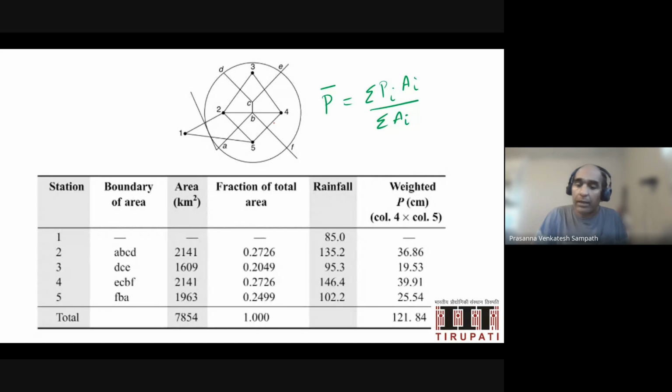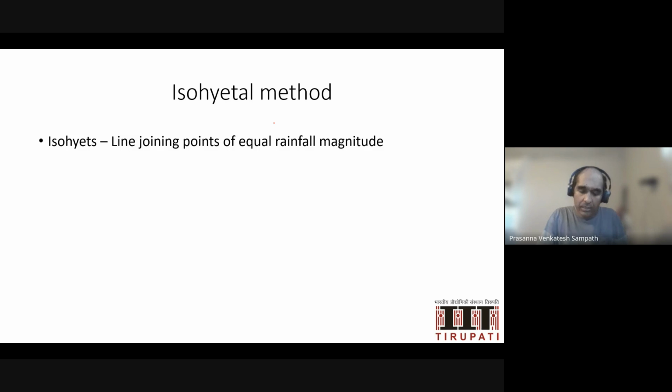All right, let's move on. So now we're going to the next method for finding the average precipitation over a certain area, the isohyetal method, right? So we already discussed what an isohyet is. An isohyet is basically a line that joins points of equal rainfall magnitude, right? So you draw a line which connects points which have the same amount of rainfall, and that line you're going to refer to as an isohyet.